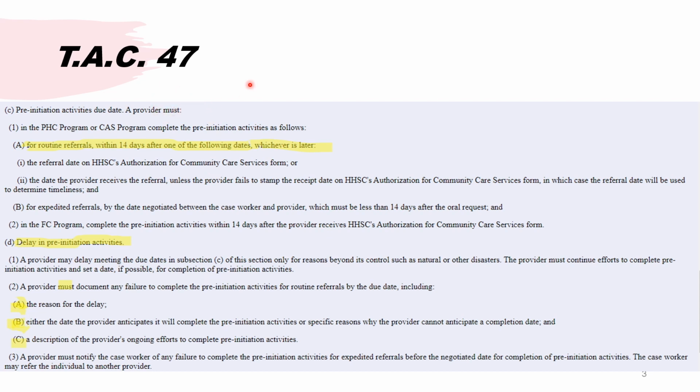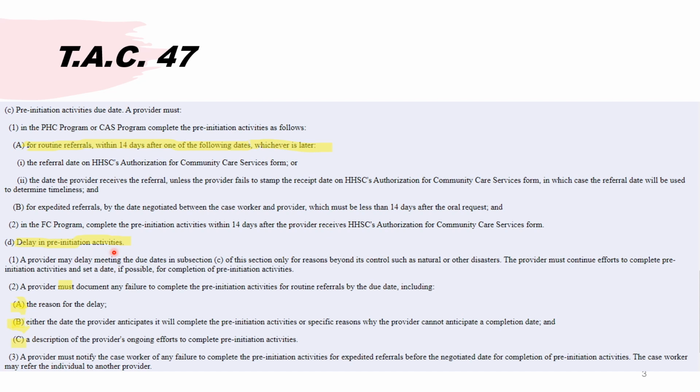Okay, there is a window for pre-initiation activities that will close. The timeline for that window that they give you is 14 days to complete all of your pre-initiation activities. If you do not complete your pre-initiation activities within that 14 days, it tells you that that is a delay. For whatever reason, it is a delay if you don't complete all of your pre-initiation activities in 14 days. And then down here it tells you delays in pre-initiation activities.